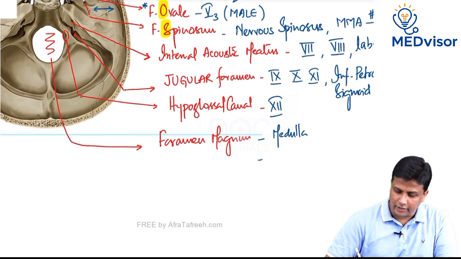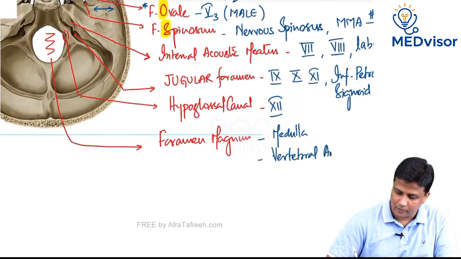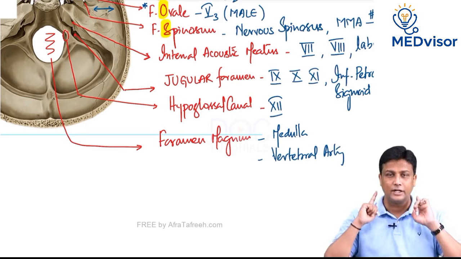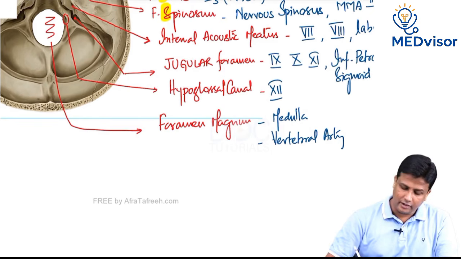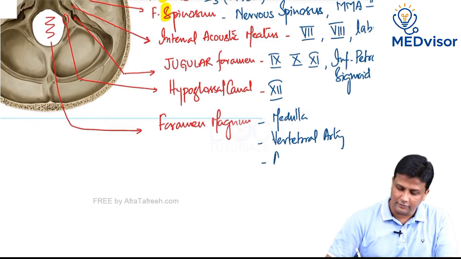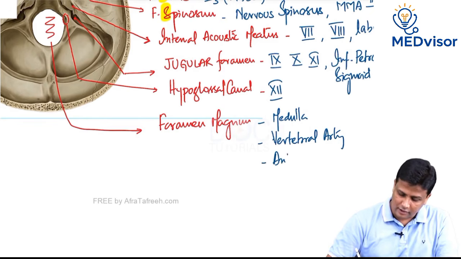Along with the medulla oblongata, you also have the vertebral artery. The vertebral artery will enter into the cranium via this foramen magnum only. And there will be 2 branches of the vertebral artery given from here only, that is the anterior and posterior spinal artery.